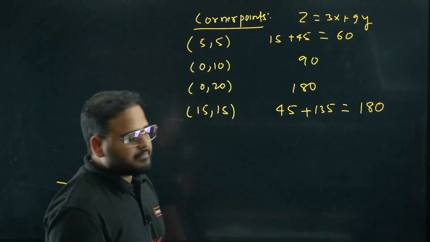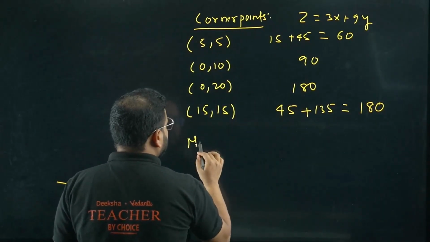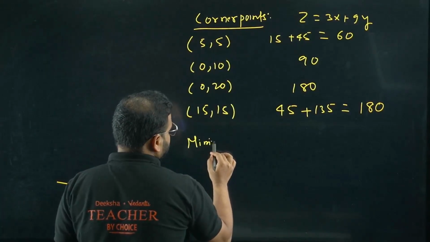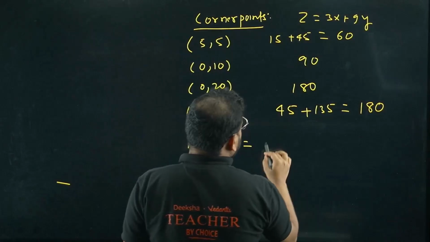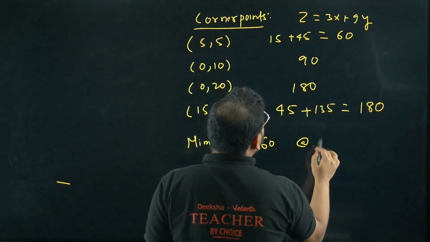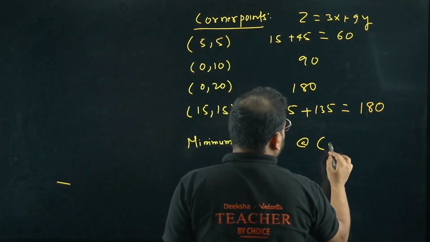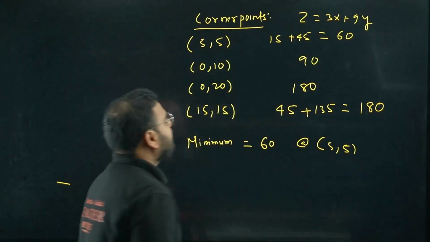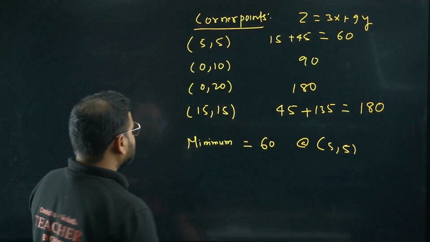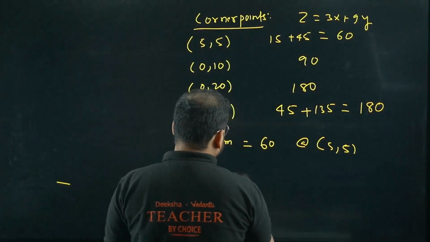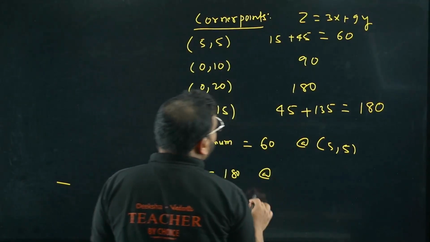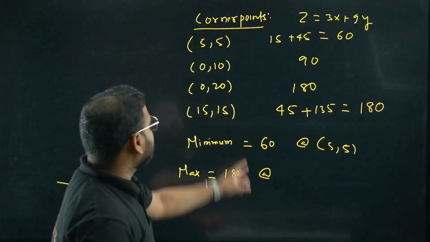So I'm getting the minima. The minimum value is coming as 60, at the point 5, 5. At the point 5, 5, sir. Okay, what about maxima, sir? Maxima is coming to be equal to 180, and where? All the points joining the line, this and this.